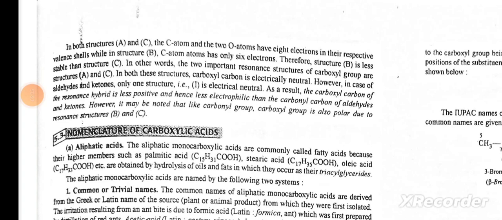In both these structures, carboxyl carbon is electrically neutral. However, in case of aldehydes and ketones, only one structure is electrically neutral. As a result, the carboxyl carbon of the resonance hybrid is less positive and hence less electrophilic than the carbonyl carbon of aldehydes and ketones. However, it may be noted that like carbonyl group, carboxyl group is also polar due to resonance structures B and C.